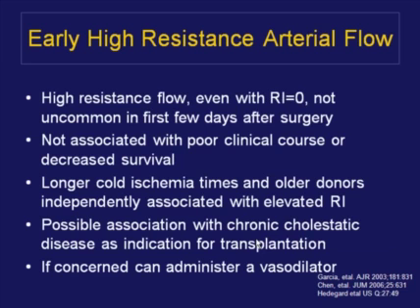This early high resistance pattern is well known, and it can be low diastolic flow or even no diastolic flow, so that the resistive index is 0, and it's actually not uncommon. It is not even necessarily associated with a poor outcome or decreased survival, but probably has more to do with wherever and however long it took to get the liver available. So longer ischemia times, older donors typically are associated with an elevated resistive index. If there is concern, instead of doing other imaging studies, one can actually administer a vasodilator, which typically will increase the amount of diastolic flow.